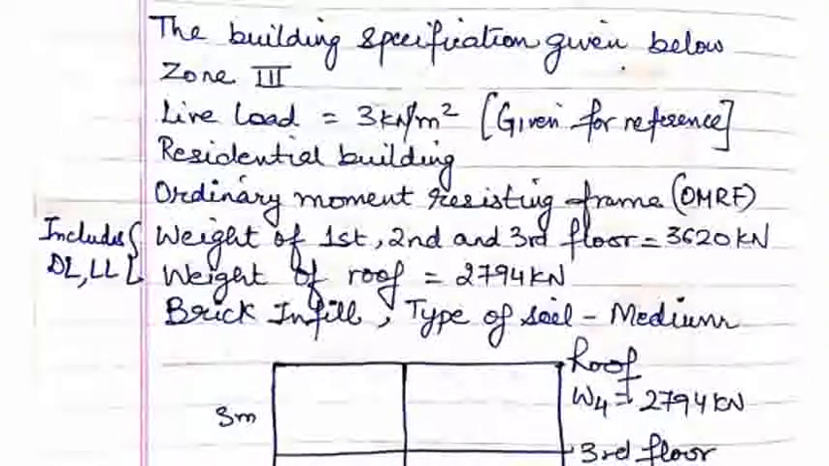The weight of the first, second and third floor is 3620 kilonewton and the weight of the roof is 2794 kilonewton. It includes both dead load and live load. The brick infill walls are also there and the type of soil is medium.